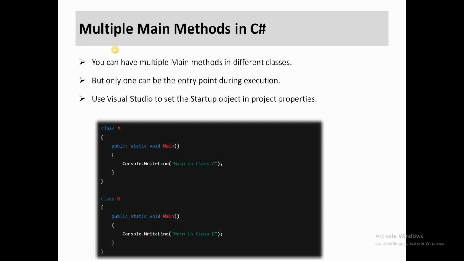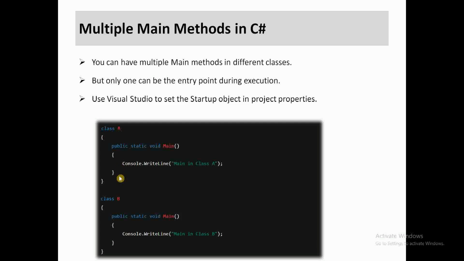Can we have multiple main methods in C#? Yes, of course, we can create multiple main methods in our C# console application, but it is not possible in the same class. We have to create multiple classes if we want to create multiple main methods.